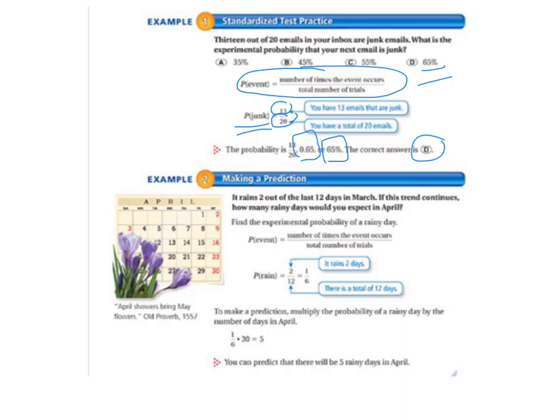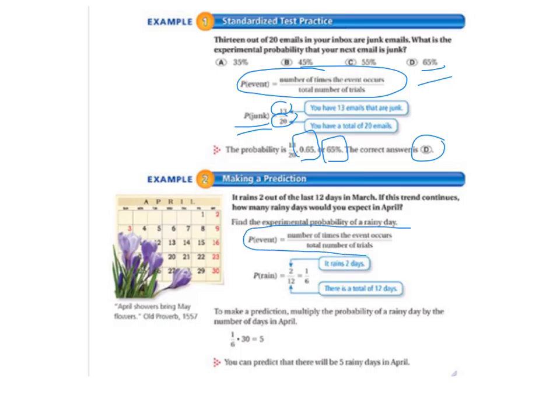Example 2, we're going to be making a prediction. It rains 2 out of the last 12 days in March. If this trend continues, how many rainy days would you expect in April? Find the experimental probability of a rainy day.